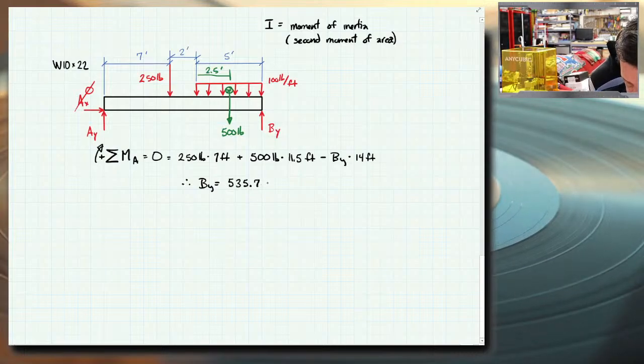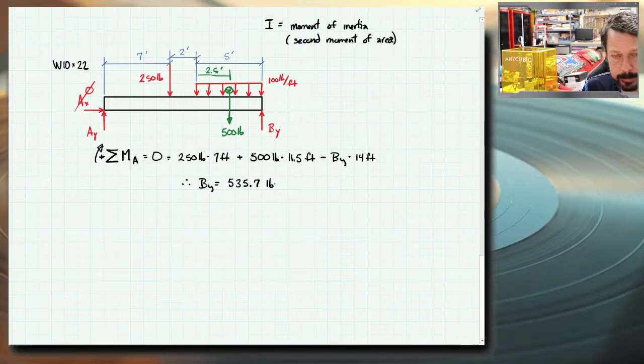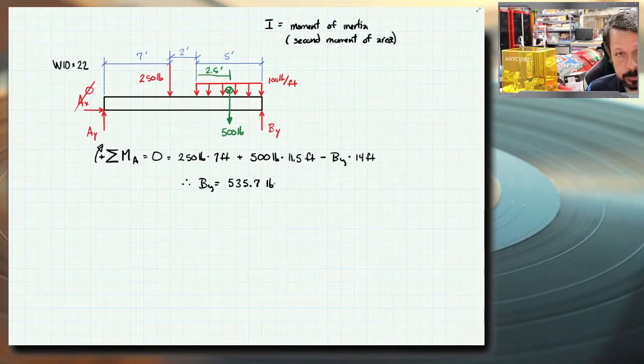535.7 pounds. Then, depending on how confident I am, I could either do summation of forces in the y direction and get BY. That's what I'm going to do. Or I could do summation of moments about B, get a value for AY with a similar equation, and then check that they do both solve together to equal, not 0, but actually 750 pounds, if I did summation of forces in the y direction, they made a true equation.